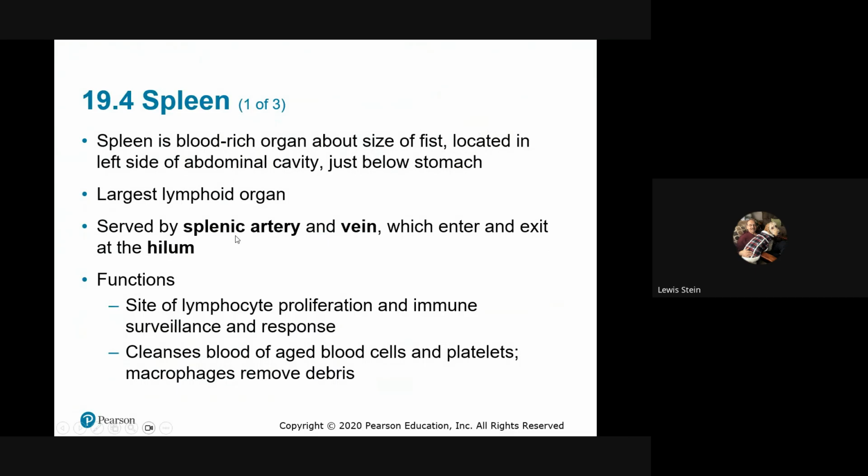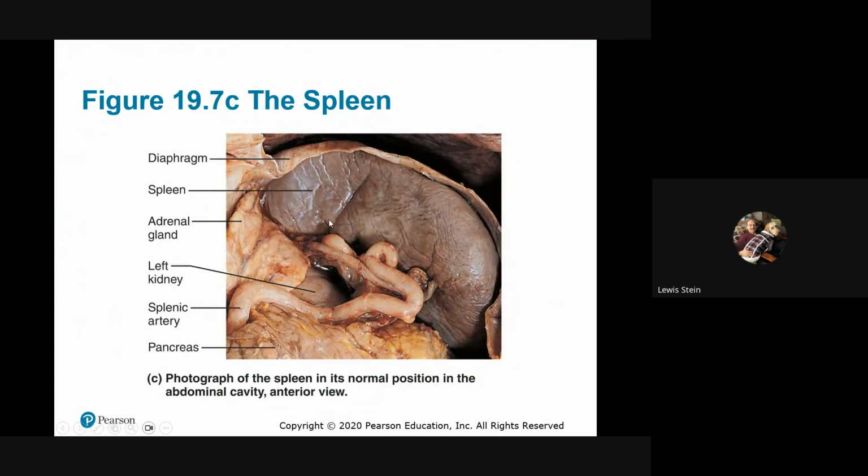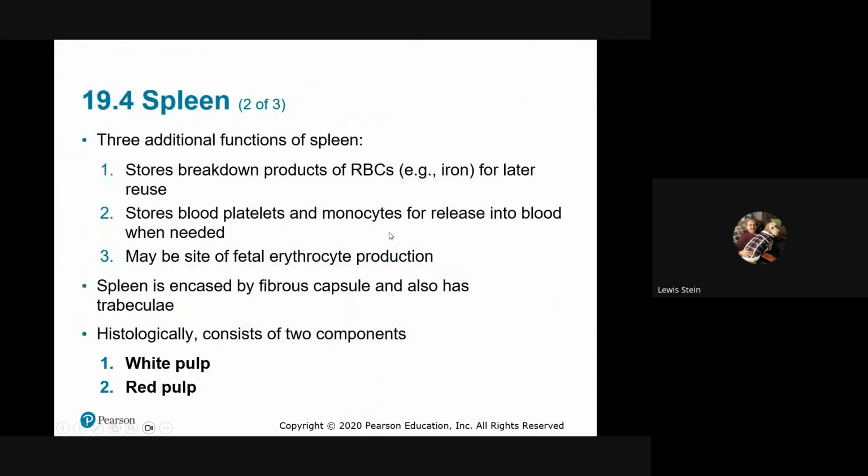So that's one of those arteries we learned about, the splenic artery. Okay. And again, they proliferate, they're under surveillance. It's got two things in it. One is called white pulp, and one is called red pulp. It has a very elaborate blood supply. It's a bigger organ than you think. Here it is. Okay. And what happens, it basically breaks down red blood cells, can store iron, and stores platelets and white blood cells for release.